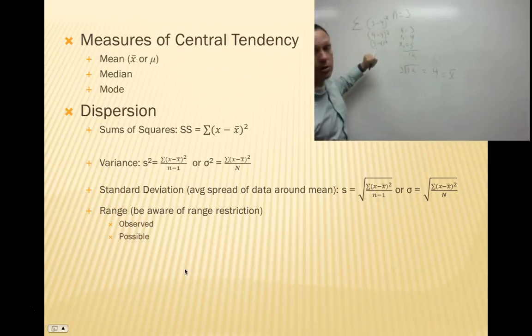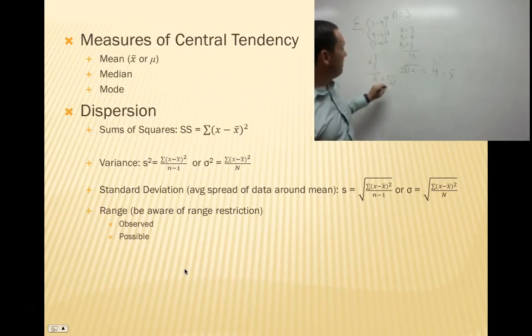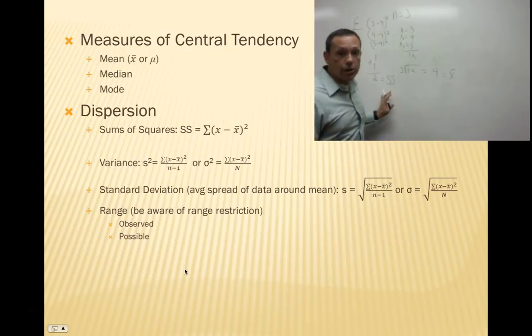So what is 3 minus 4? It's negative 1, squared. A negative times a negative equals a positive, so negative 1 times negative 1 equals 1. We're going to add that to the next one. 4 minus 4 is 0, so we don't have to worry about that. Then 5 minus 4 is positive 1, and positive 1 times positive 1 is 1. So 1 plus 1 equals 2. This is our sums of squares, so our sums of squares is 2.